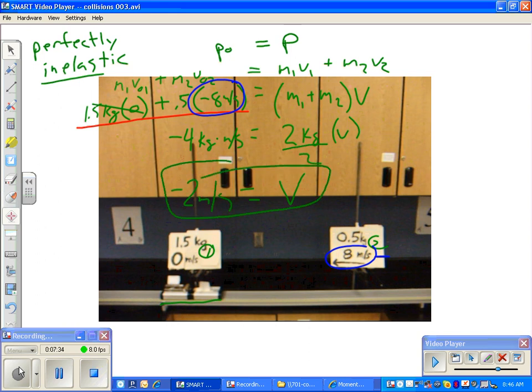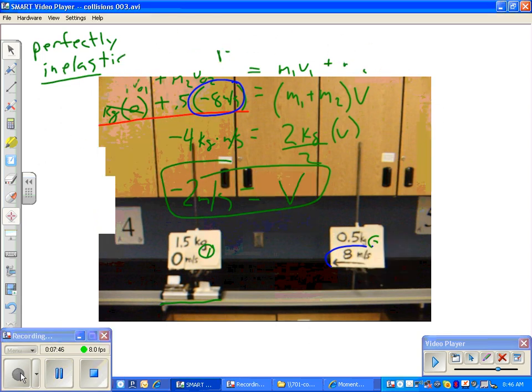As long as I did all my algebra right there, you might want to check it. Do you guys agree with that answer? Okay, so since we all agree, then we can go on to the next situation here.